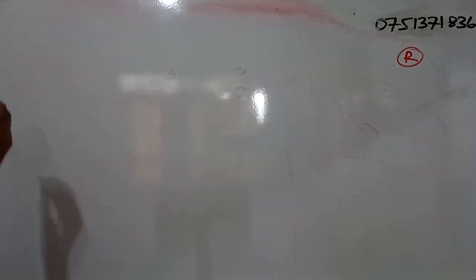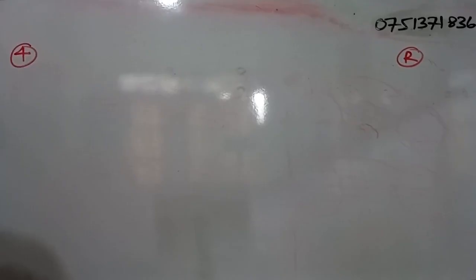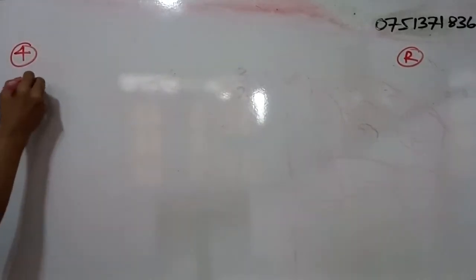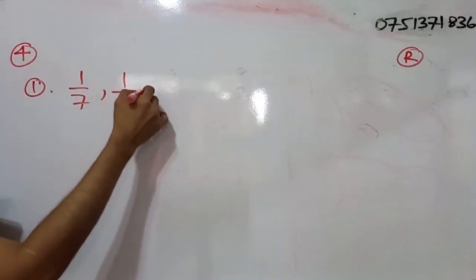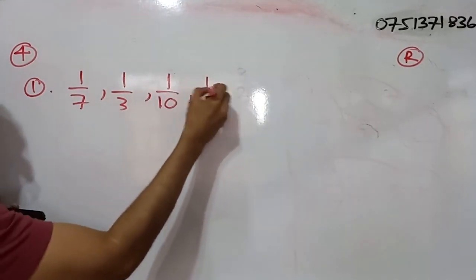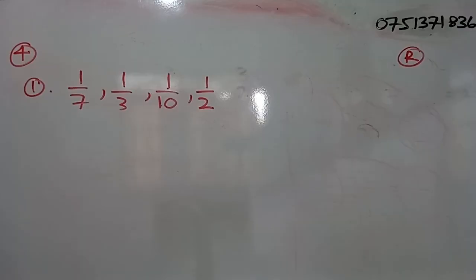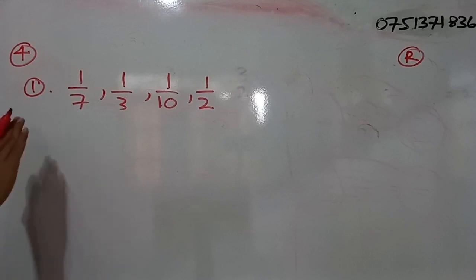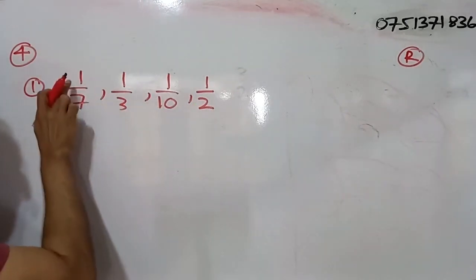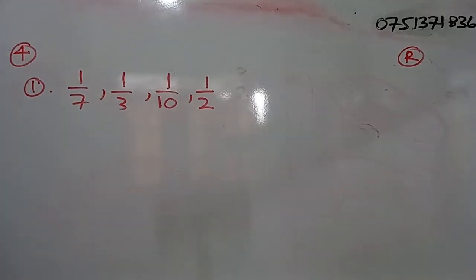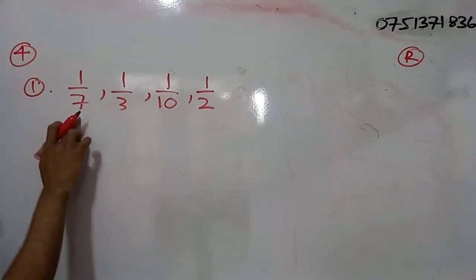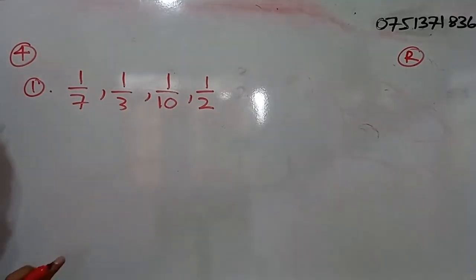Right? Okay. Question number 4. Write the fractions in each of the following parts in ascending order. So the first one, what do we have? We have 1 by 7, 1 by 3, 1 by 10, 1 by 2. So ascending means what? From the smallest value to the largest value. So all of the fractions are what? Take a look at the numerator. All of the fractions are unit fractions, right? And the other thing, take a look at the denominators. We have a 7, 3, 10 and 2, right?